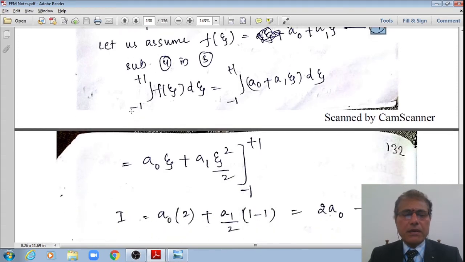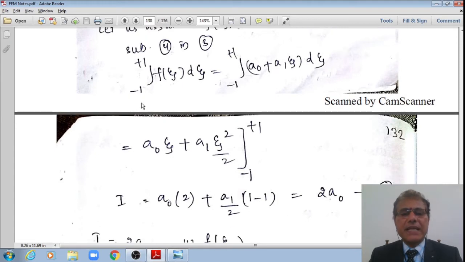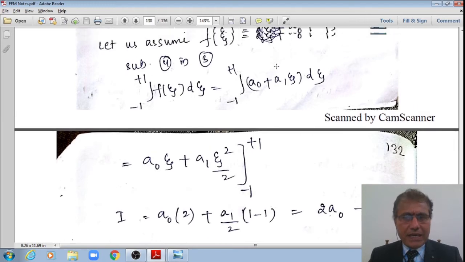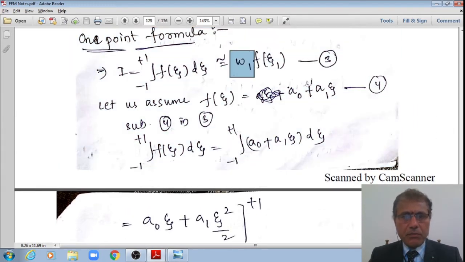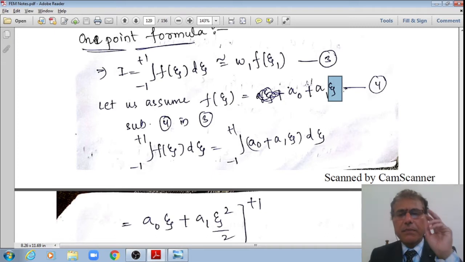Then I'll substitute this in the above equation. Then that becomes the integral from minus 1 to plus 1 of f of xi dxi is equal to the integral from minus 1 to plus 1 of a0 plus a1 xi dxi. Please make a note that I do have two unknown parameters, w1 as well as xi1. Hence, I am using two constants a0 and a1, and I do have two parameters. Therefore, 2 minus 1, the order of the polynomial here is 1.